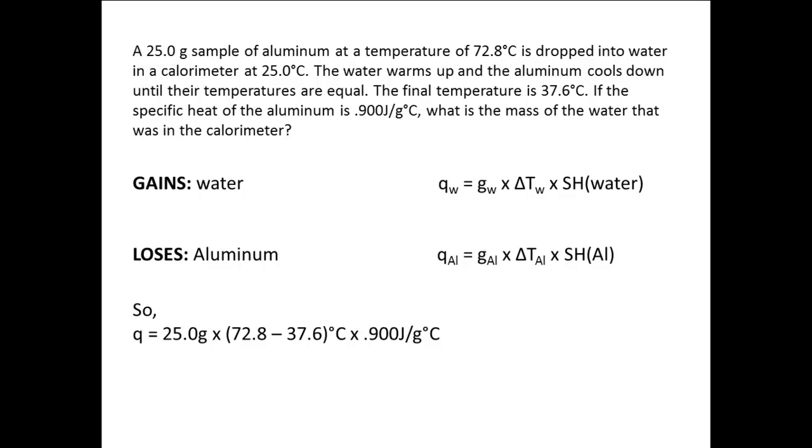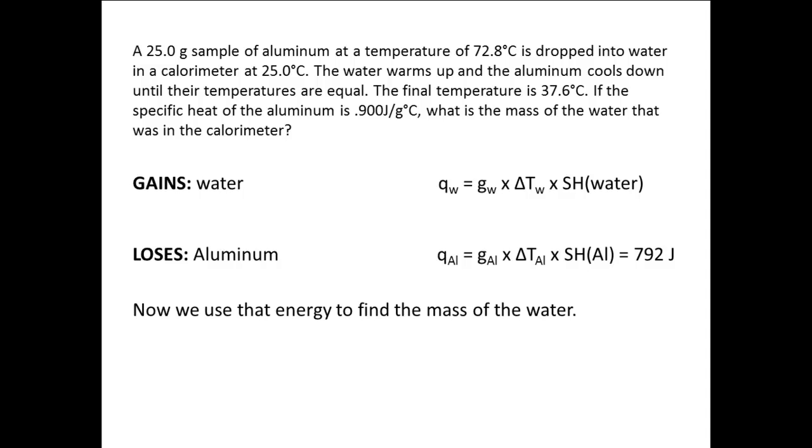The difference in temperature is 35.2 degrees. So the equation becomes 25.0 times 35.2 times 0.900 equals 792 joules. So the aluminum has lost 792 joules of energy. Now we can use that energy to find the mass of the water.